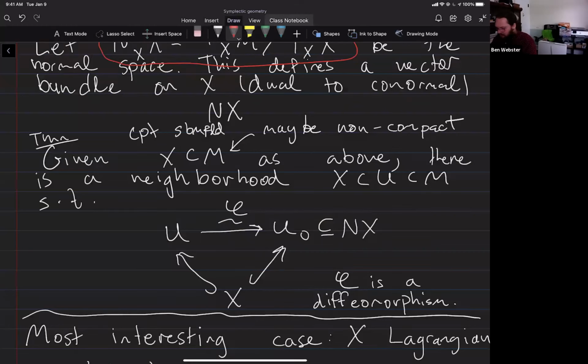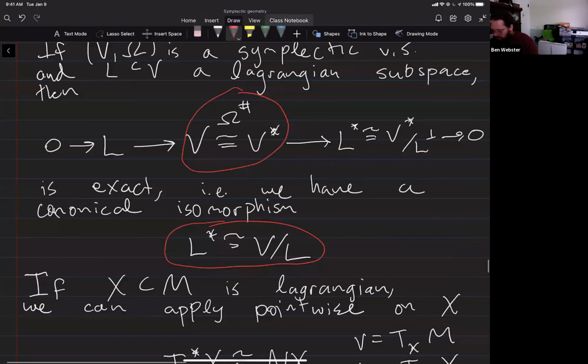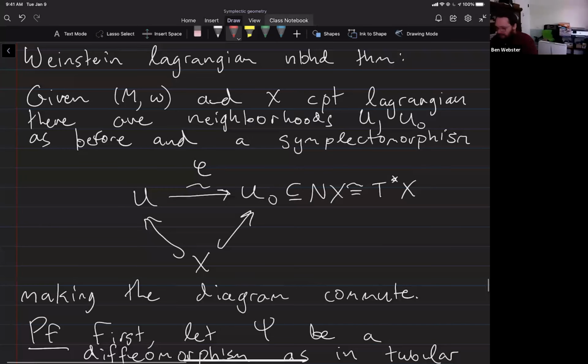But if my X is Lagrangian, then this guy has a symplectic form because it's a cotangent bundle, and this guy has a symplectic form, so it's an open subset of a symplectic manifold. And I can reasonably ask: probably, if I wasn't paying any attention, my diffeomorphism wouldn't be a symplectomorphism, but maybe I can make it be a symplectomorphism. And in fact, it's a theorem that I can do that.